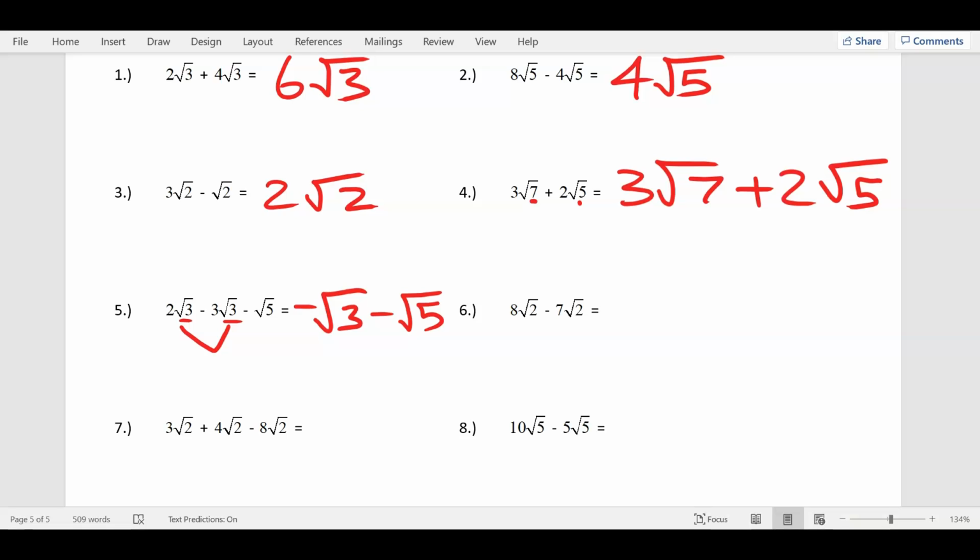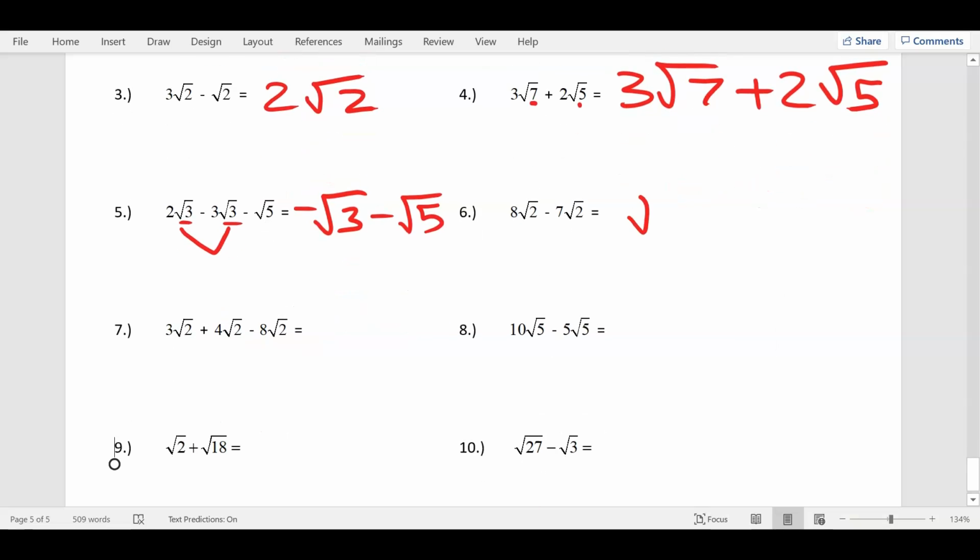So, number 6. 8 square root of 2 minus 7 square root of 2. What do I get? 1 square root of 2, or just square root of 2. Now, number 7. Can I combine all three of those? Square root of 2, square root of 2, square root of 2. They're all the same square root. Yeah, add them all up.